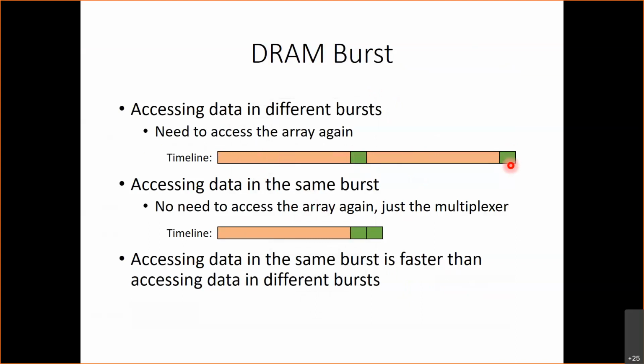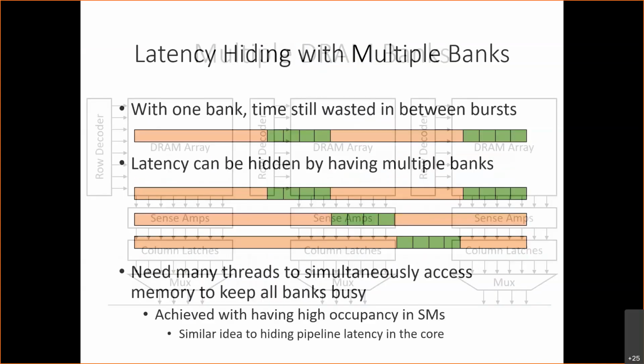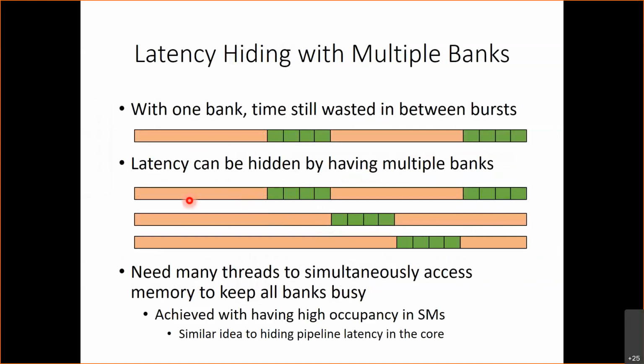However, if you access the same DRAM burst, then you read the DRAM array once, and then you serve the data from the burst, and then you serve the other parts of the burst later on, without having to go back to the DRAM array. And if we have multiple DRAM banks, then we can hide latency by serving from the burst of one bank while reading from the DRAM array of another.